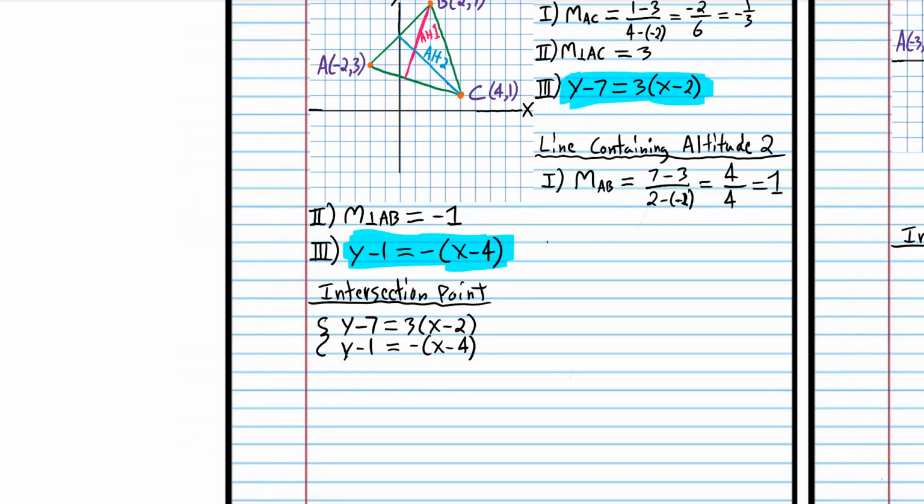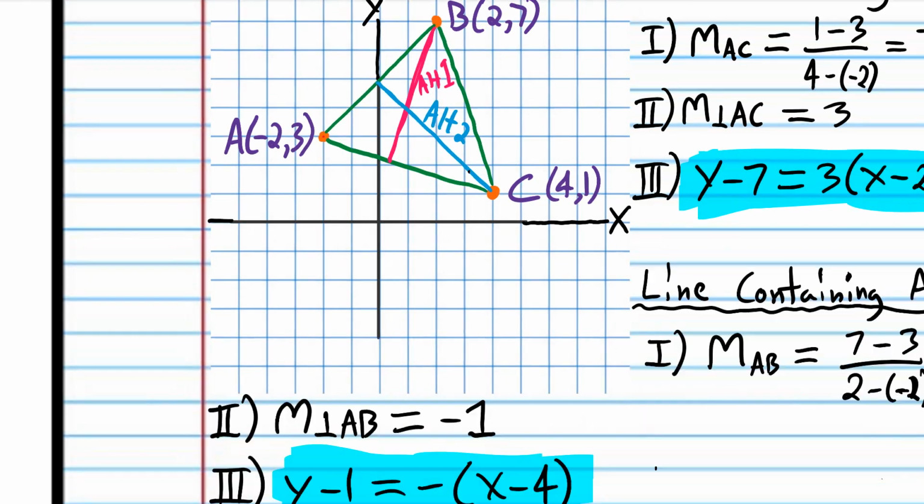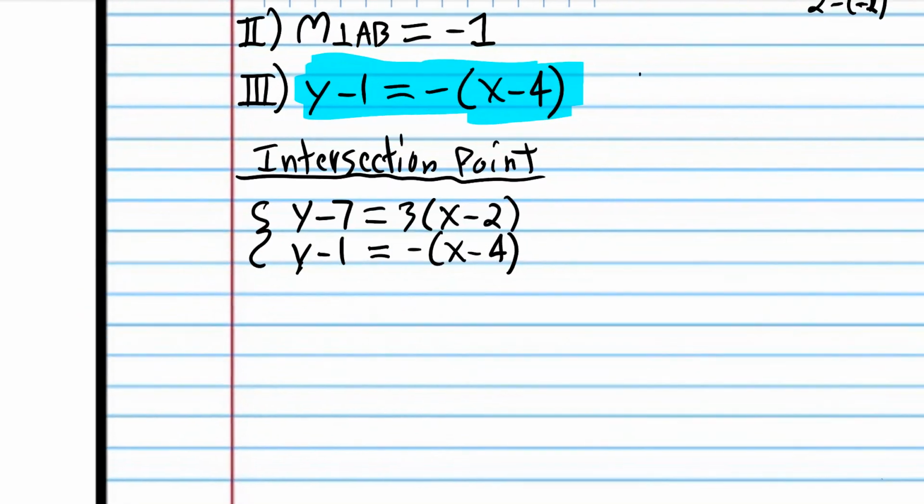Then we're going to solve that system of equations, and that's going to be this coordinate. It looks like the coordinate is going to be 1, 4. So we should get 1, 4 in our answer.